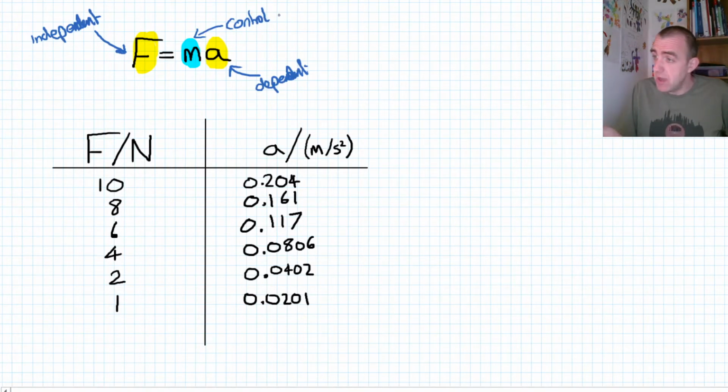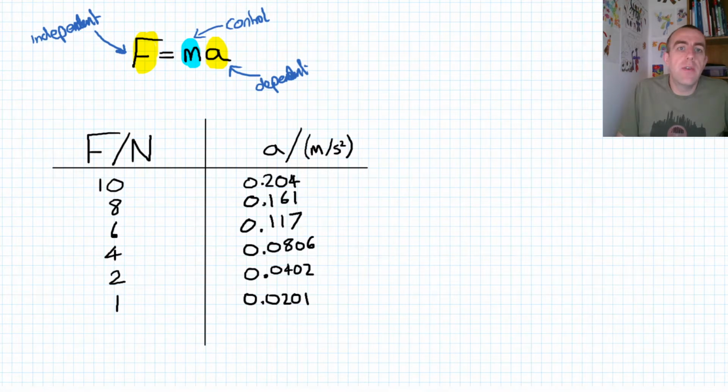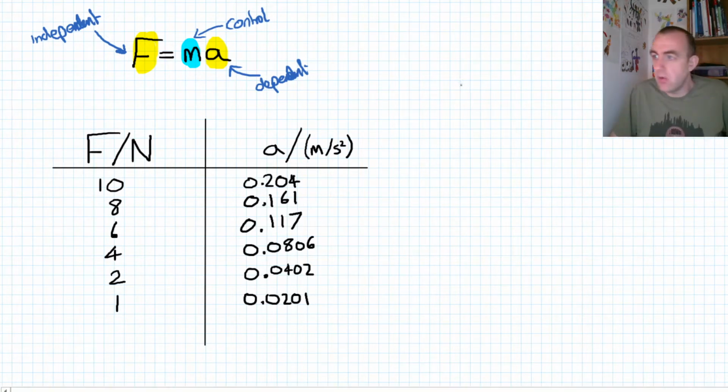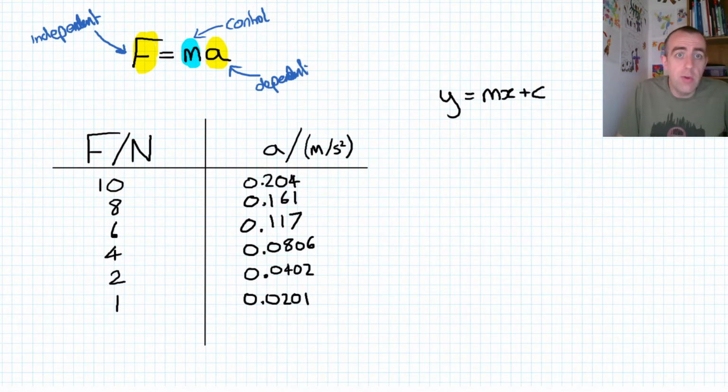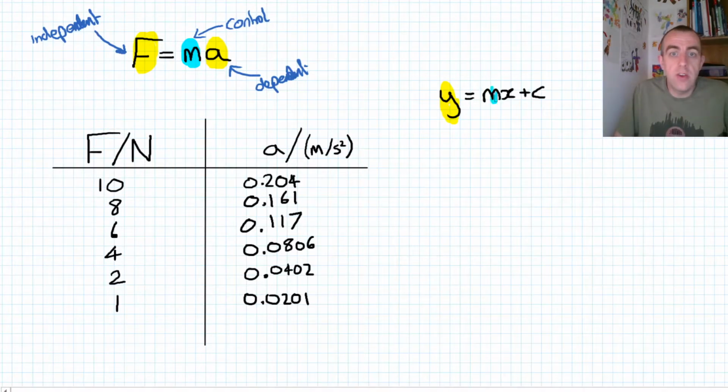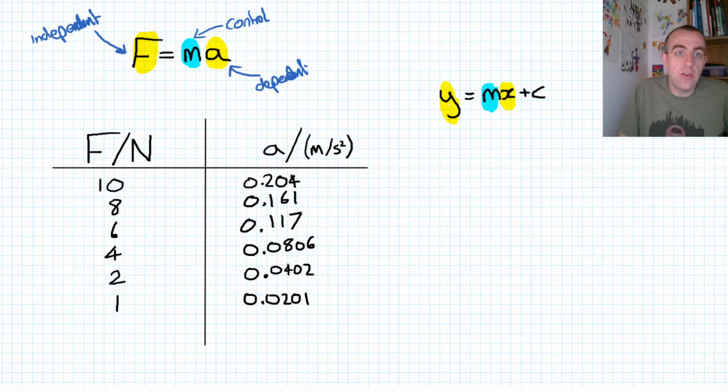I could have changed the mass, I could have just put more mass on the car, but I chose not to. I chose to keep that the same. Now, our favourite equation, a physicist's favourite equation, is y equals mx plus c. That's the equation for a straight line. And the form of that equation is a variable, here in yellow, is equal to a constant times by a variable and then added to a constant.